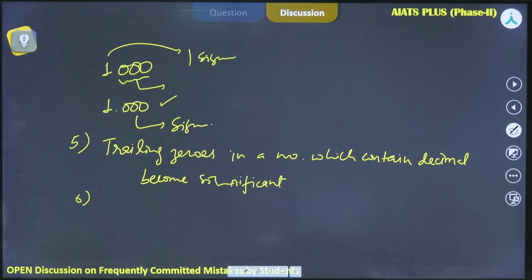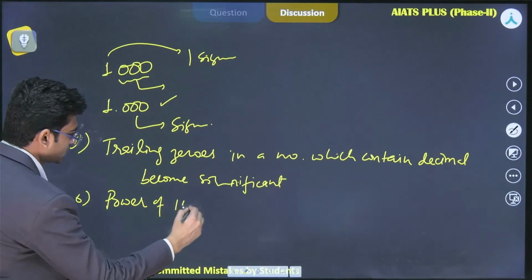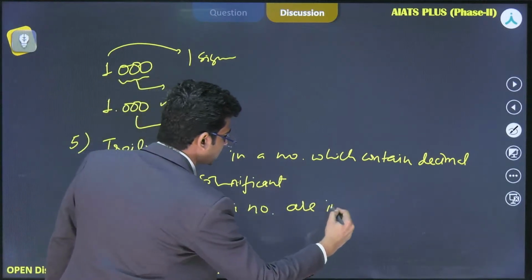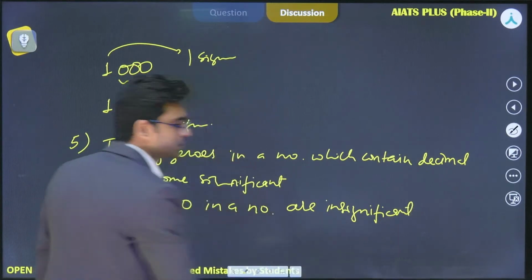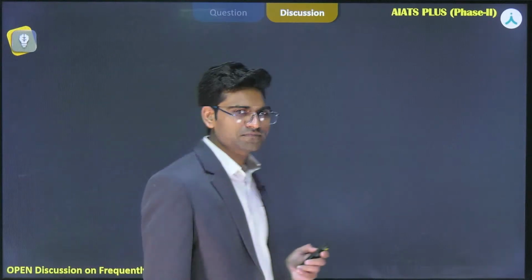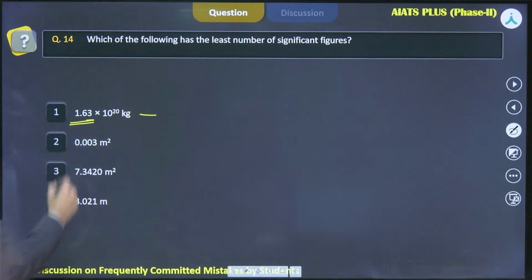Now the sixth rule is: powers of 10 in a number are insignificant. Okay, this is insignificant. Now we know all the rules which we are going to use to solve this question. Now tell me the number of significant figures in this first one.